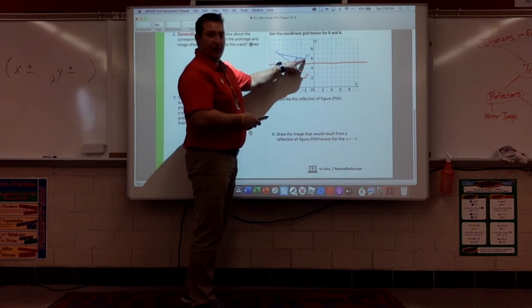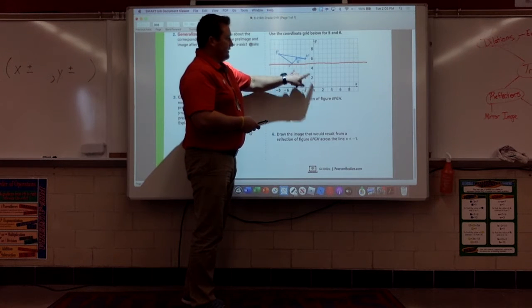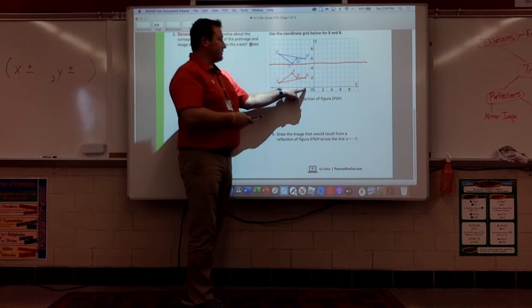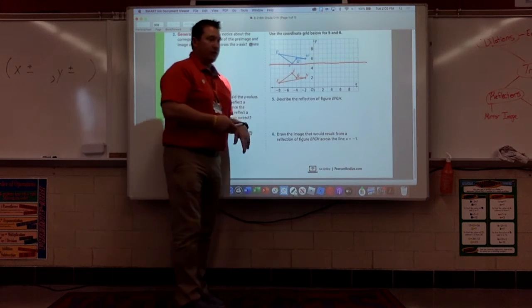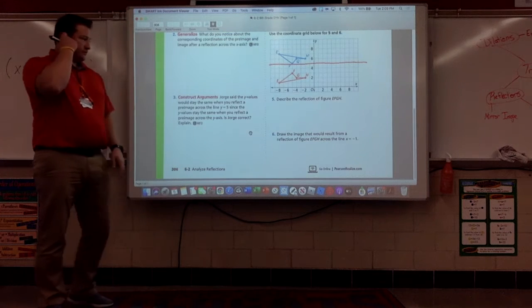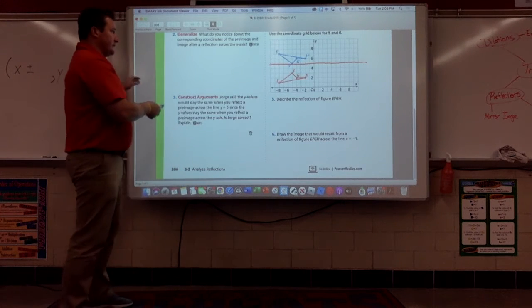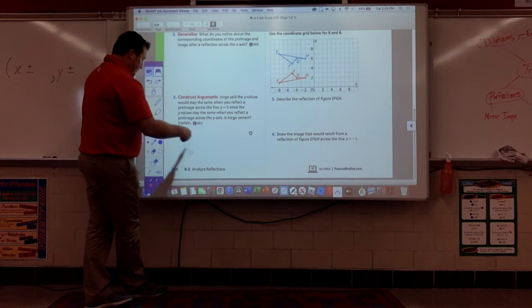If we look at this point up here, if I reflect it over here, the x value would stay the same, but this y value is going to change. So yeah, our friend George is not right. That's all right. So you guys can write that in there if you want.